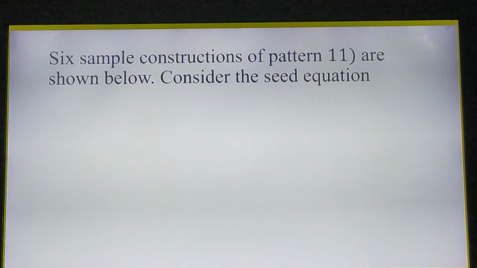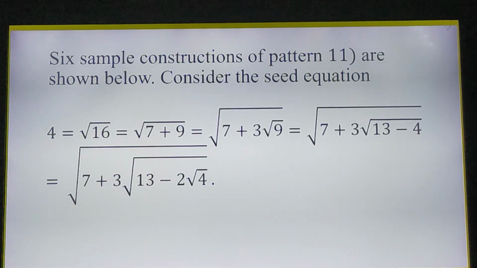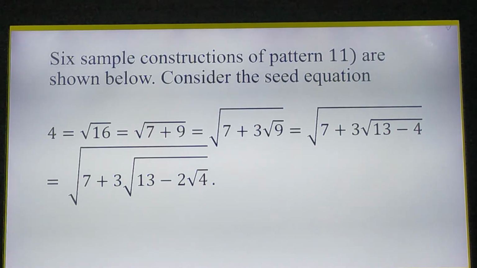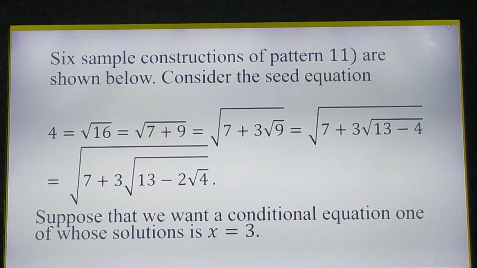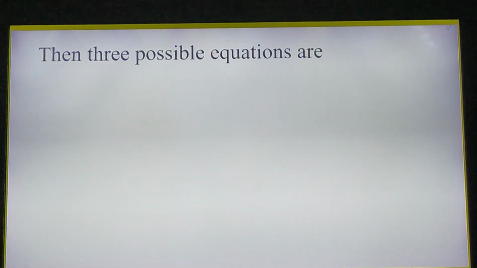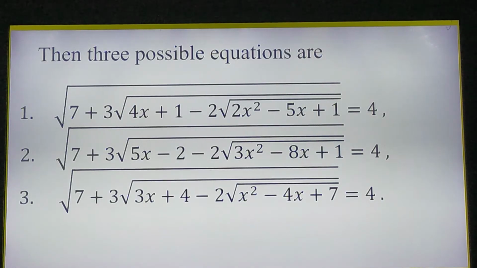Six sample constructions of pattern 11 are shown below. So using the seed equation, 4 equals the square root of 7 plus 3 times the square root of 13 minus 2 times the square root of 4, using x equals 3 as an embedded solution, we have these three possible equations among many others. So we have that one.